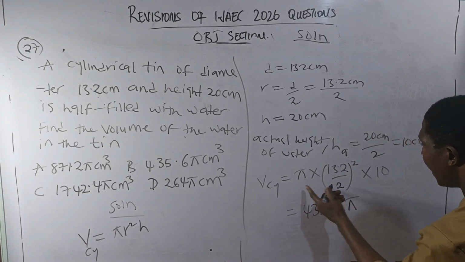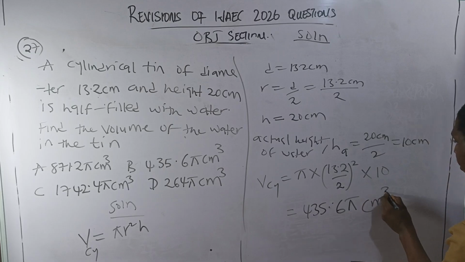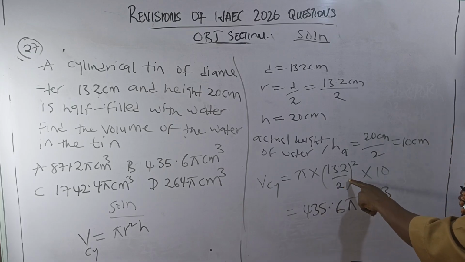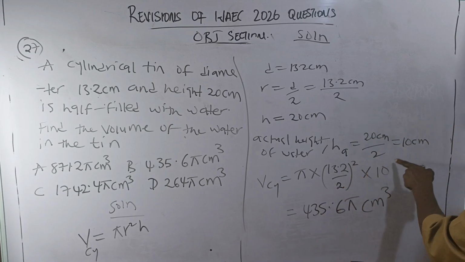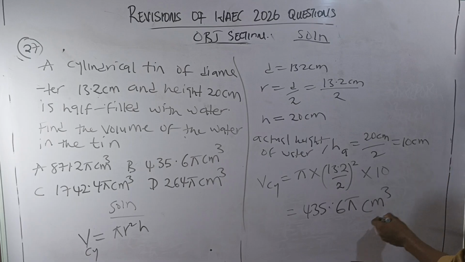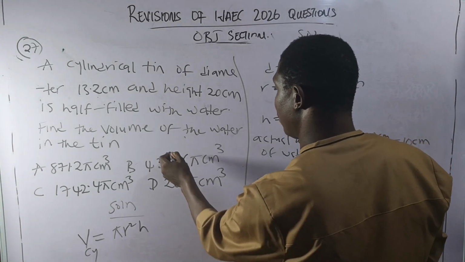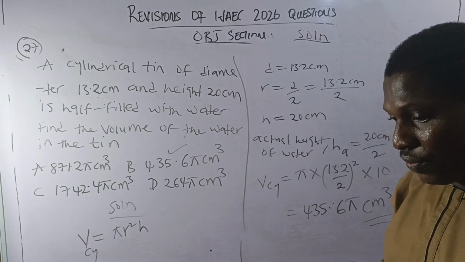435.6 pi centimeter cube. Why? My radius was squared, centimeter square, times my height in centimeter gives me centimeter cube, which corresponds to my B. Thank you.